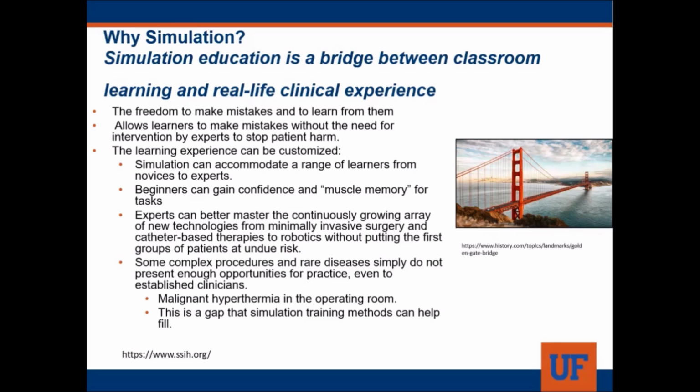There are some complex procedures and rare conditions that simply do not present often enough to provide opportunities for practice, even to clinicians that have been practicing for a substantial period of time. For example, malignant hyperthermia is a rare but critical condition that anesthesiologists and the operating room team need to be able to manage when it occurs, but an anesthesiologist could practice an entire career and never actually see a case of malignant hyperthermia.